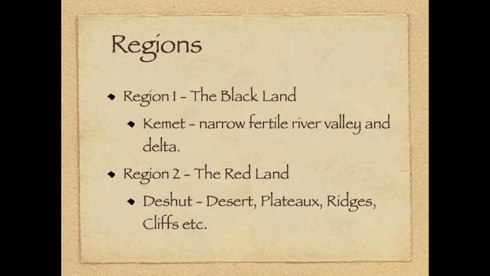Egyptians quite naturally divided their land up into two areas. The first region was known as the Black Land because of the rich black soil deposited by the river. It was also known as Kemet, and it was the narrow, fertile river valley or the delta. The second region was the Red Land, or Deshret, which was desert, the plateaus, the ridges, the cliffs, everything else.